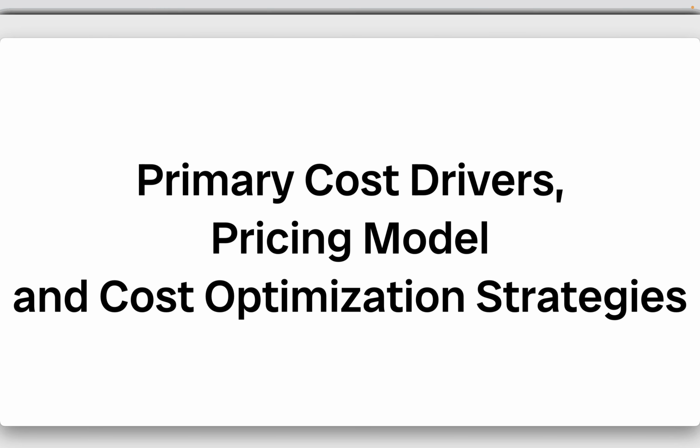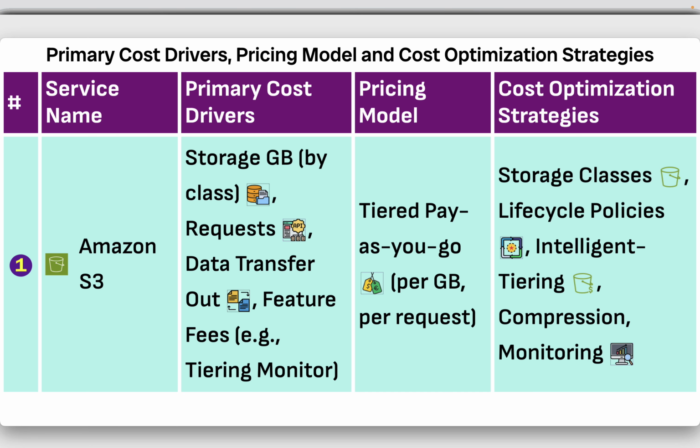And the last set of parameters will be primary cost drivers, pricing model, and some cost optimization strategies. First, S3. Primary cost drivers are storage, how much in terms of GB and by class. We have different classes like General Purpose, Glacier, and so on. And how many requests, data transfer out, and depending on the feature like tiering and monitoring, you will pay as per those. Pricing model is tiered, pay as you go, per GB and per request. Cost optimization strategies are choosing storage classes, lifecycle policies, Intelligent-Tiering, compression, monitoring. So depending on which features you have opted for, you will pay accordingly.